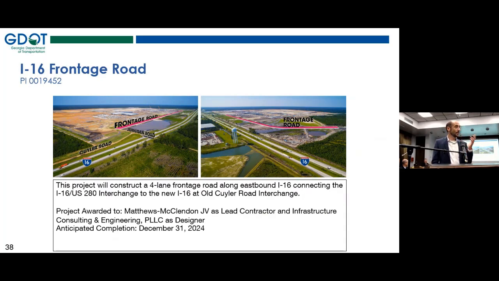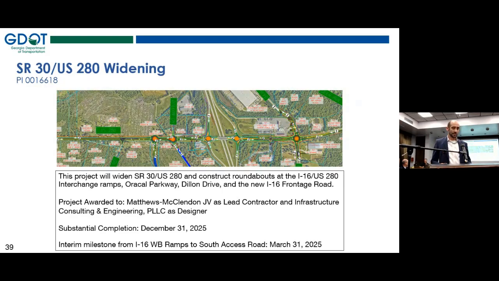This project has been awarded, has finished the pre-let phase and is into post-let. Matthews McClendon Joint Venture was awarded this contract with an anticipated completion of December 31st, 2024. We anticipate our construction activities beginning in the next 2 weeks to meet these dates. Second project is the widening of US 280.